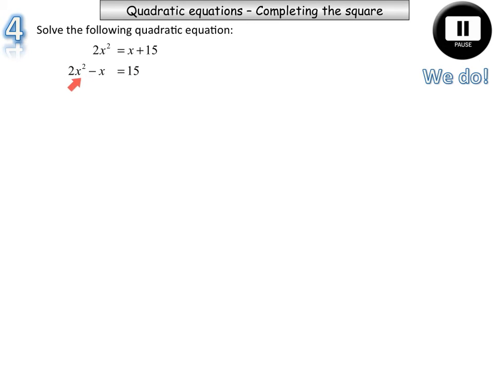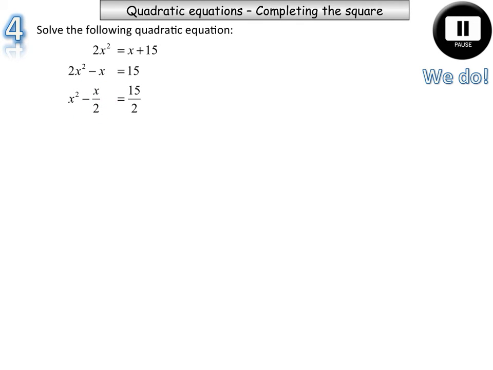This is not a monic, so I'll make it a monic. So this is a 2x squared. How could I make that a 1x squared? I'm going to divide everything by 2. Dividing everything by 2, I get this expression. This is a negative half multiplied by x.